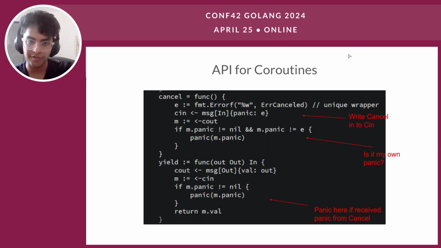So you have your cancel function over here, and all it's doing is writing into cin a special kind of panic, which is in this case this error cancelled, which your yield function can then handle. So if in your yield function it gets a panic on cin, it knows that the caller or the invoker of this particular coroutine does not exist anymore, and I can go ahead and cancel myself. You can pause and look at a bunch of other things that are happening over here.